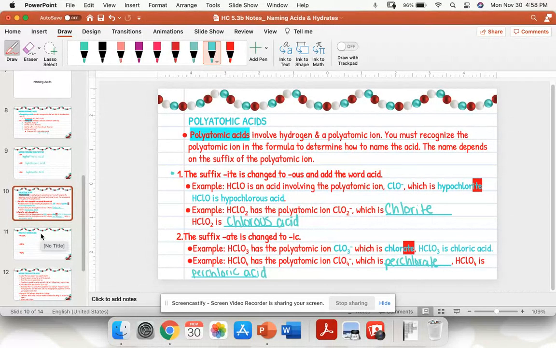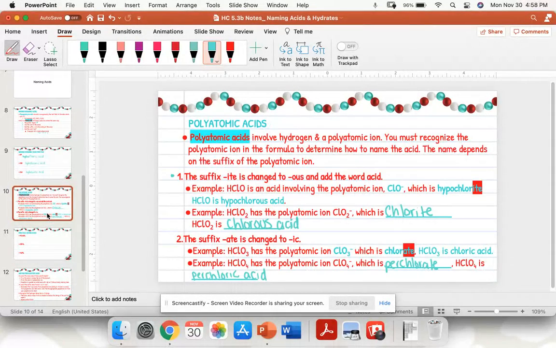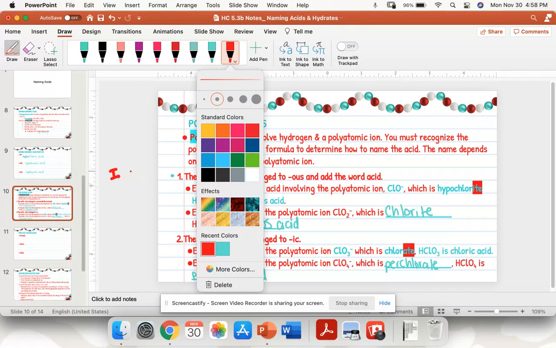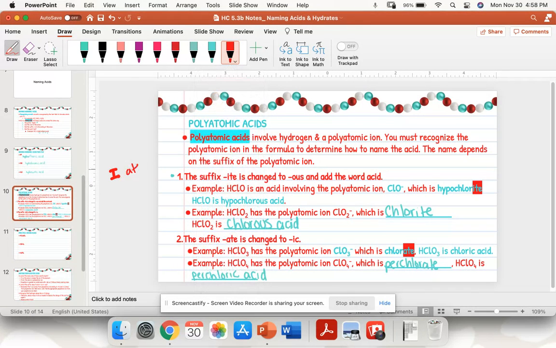Okay, let's do some examples down here. Actually, I want to go back to this. One thing that it would be helpful to remember when you are wondering which ones get changed to ITE, which ones get changed to ATE, I always teach it like this. Remember, I ate something icky.